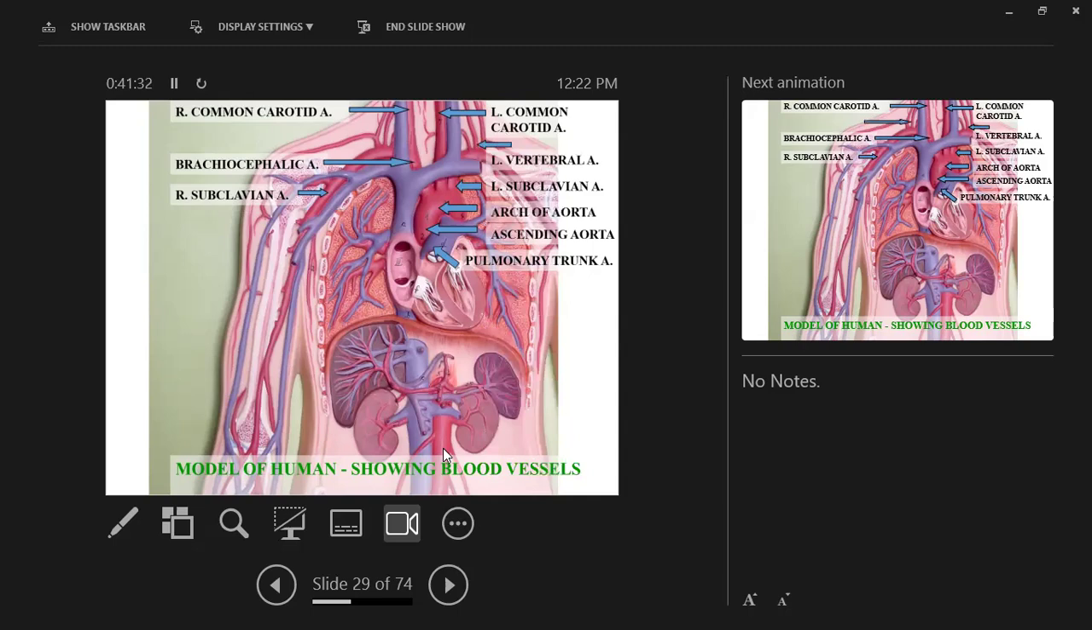Now these are the vertebral arteries here on both sides, so your left and right vertebral arteries. The main reason we put them in here is because they're often used as a donor artery for bypass surgery, where you can disconnect the artery from one side and bring it down and plug it into the heart below the blockage in the heart.